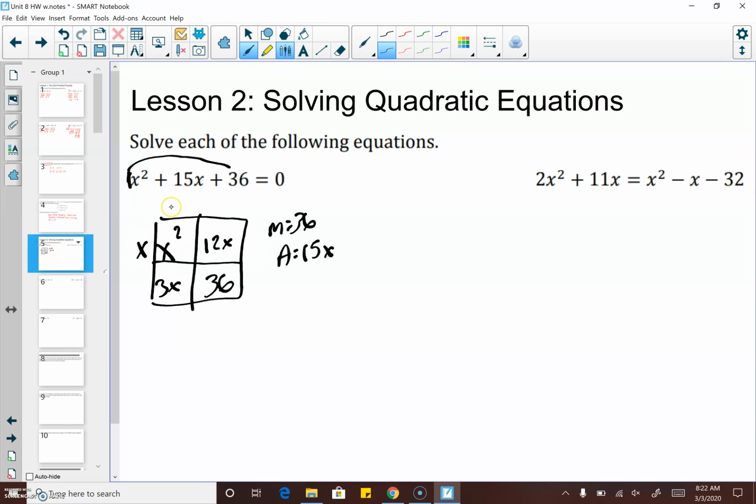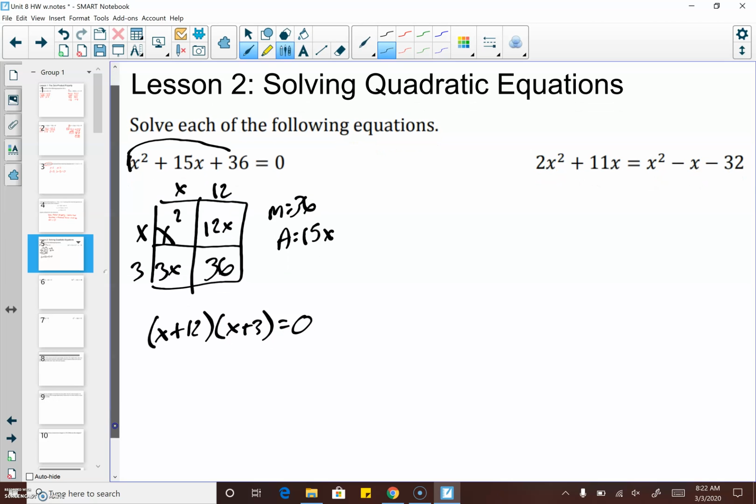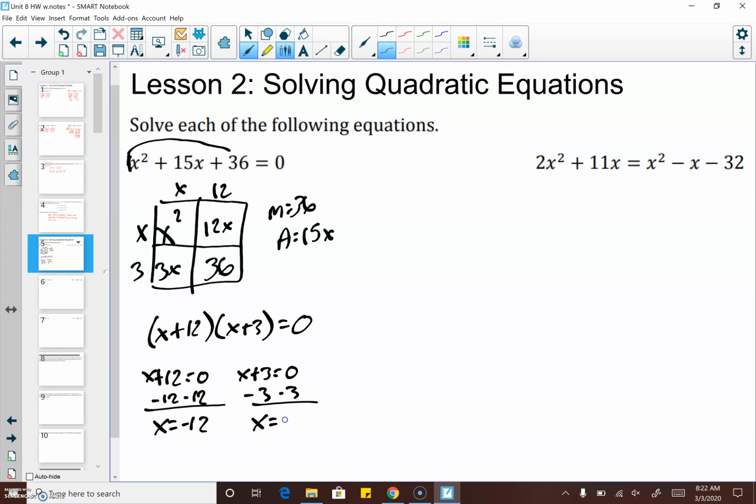So as we factor here, we get a GCF of x times x is x squared, x times 12 is 12x, x times 3 is 3x, and 12 times 3 is 36. Now normally, when we had factored, we had been finishing at this stage. But now, since they're set equal to 0, we want to take each parenthesis and set it equal to 0. So x plus 12 equals 0, we'll subtract the 12 on both sides. x equals negative 12. And then we'll subtract the 3 on both sides. x equals negative 3.